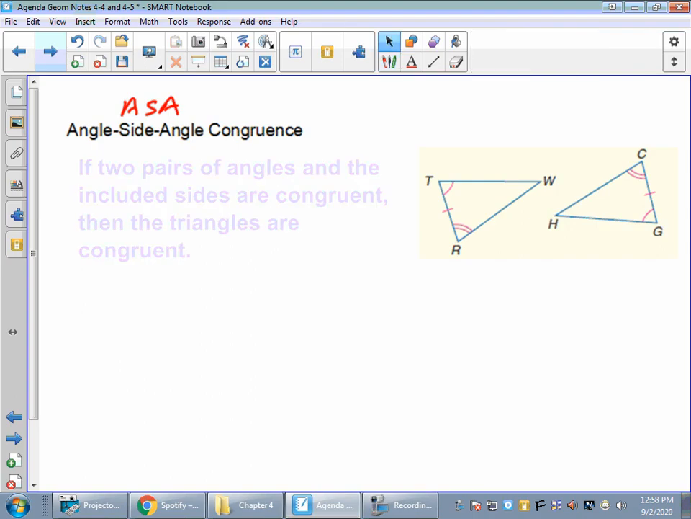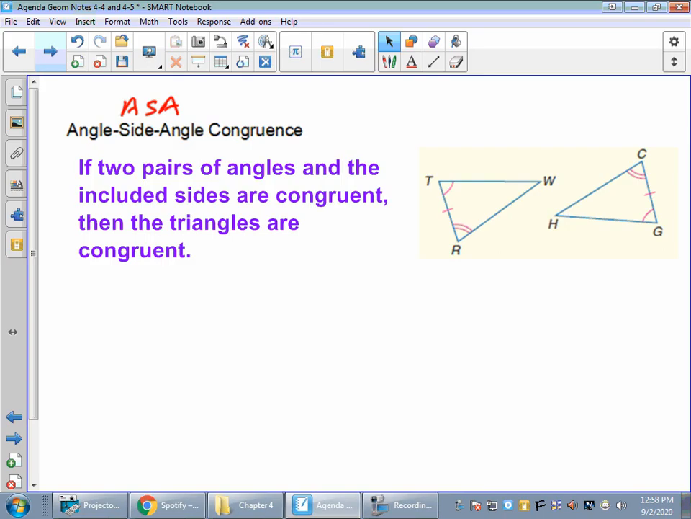That is going to tell us that if we have two pairs of angles and the included sides are congruent, then those triangles are congruent. So you're talking about two different triangles here. You can see that we've got angle T on one triangle congruent to angle G on the other triangle. We also have a side, TR, with this dash mark here, congruent with CG on the other triangle.